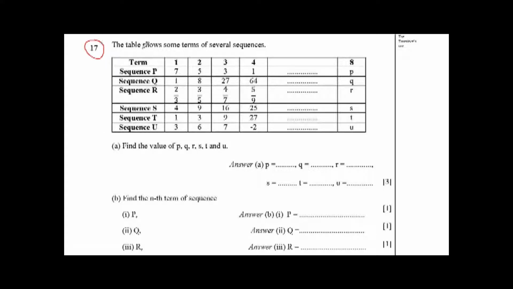Question 17. The table shows some terms of a sequence. We need to find the values of P, Q, R, S, T, and U.